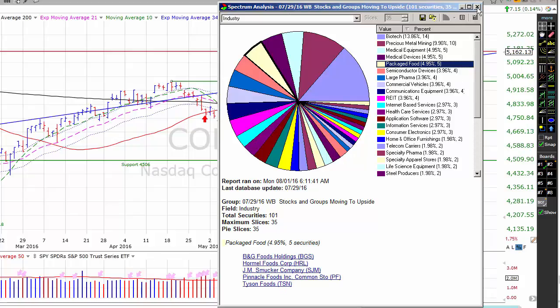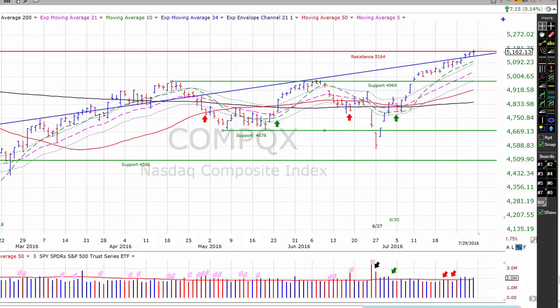Let's take a quick look at the Nasdaq Composite. Friday, the Nasdaq closed up 7.15 points or 0.14%. We closed at 5162.